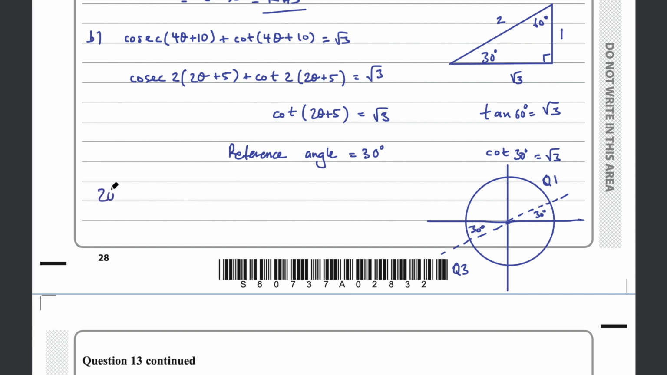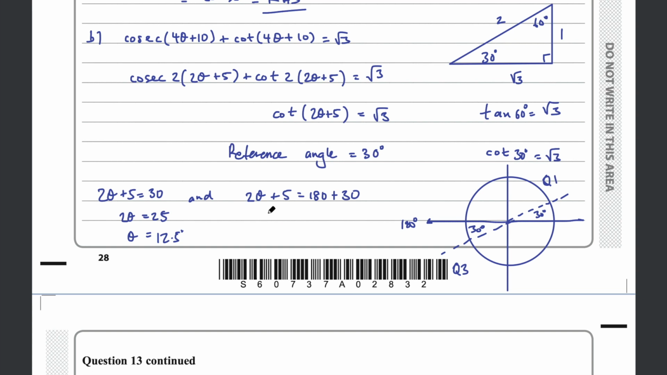So let's write that over here. 2 theta plus 5 will equal 30. It will also equal 180 plus 30. So this is 180 degrees, and then we need to add on that extra 30 of the reference angle. So we can say that it's also equal to 180 plus 30. Okay, and then we can solve both of these for theta. So 2 theta will equal 25. Therefore, theta equals 12.5 degrees.